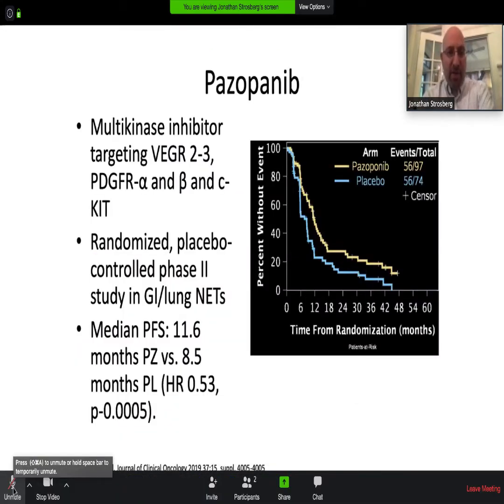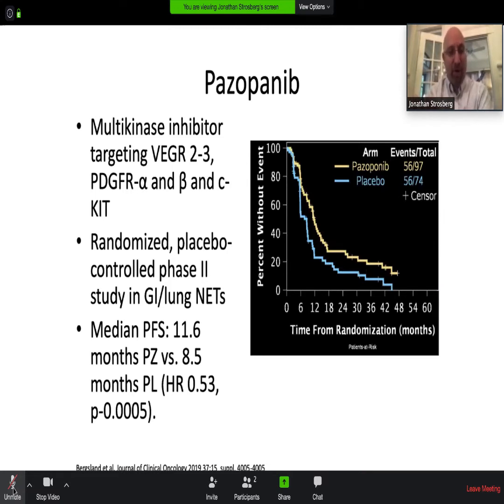There's another drug called Pazopanib that was recently studied in a smaller randomized phase 2 study, also compared to placebo. It's also associated with a very low response rate, a very low rate of tumor shrinkage, but it does stabilize disease, and in this case, it improved the median progression-free survival from 8 months to 11 months. Now, you might ask, is that enough for approval of the drug or enough to recommend it on guidelines? And the answer is probably no.